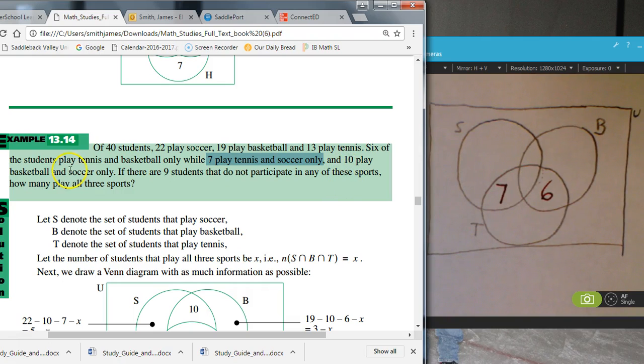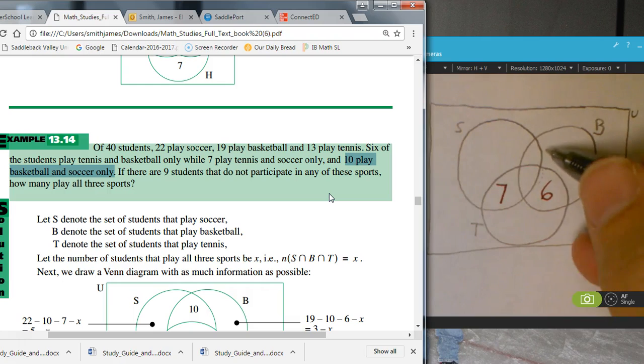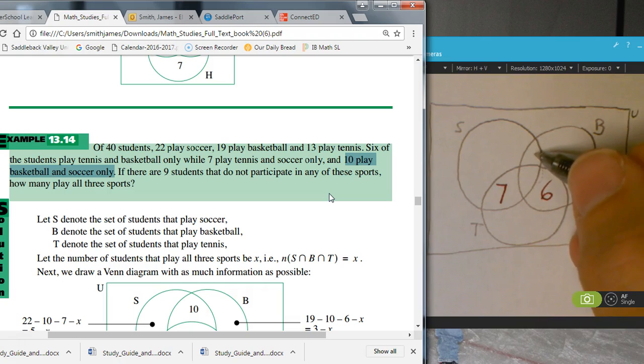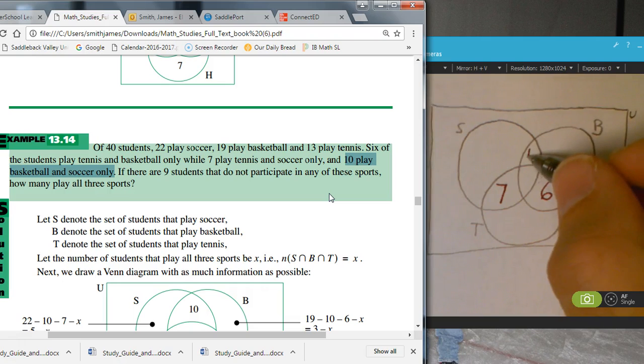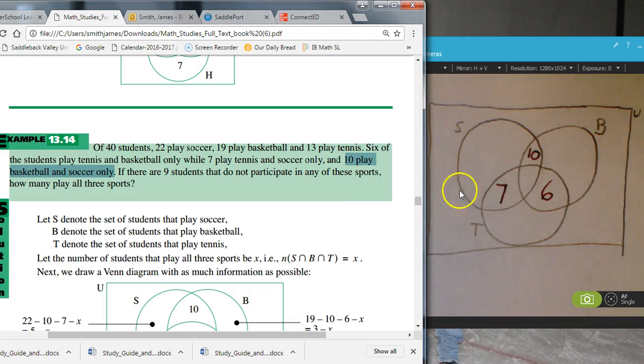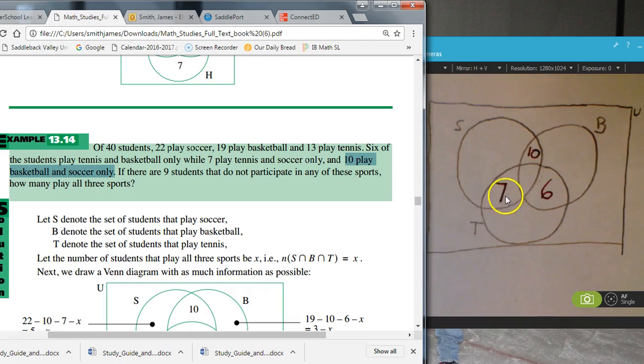And then it says 10 play basketball and soccer only. So now it's talking about these 10 people who do basketball and soccer only. So again, here's the overlap right here for basketball and soccer. Basketball and soccer only means these 10 people like basketball and soccer, but not tennis. So you can see where those got filled in. These are the people who like exactly 2 sports.